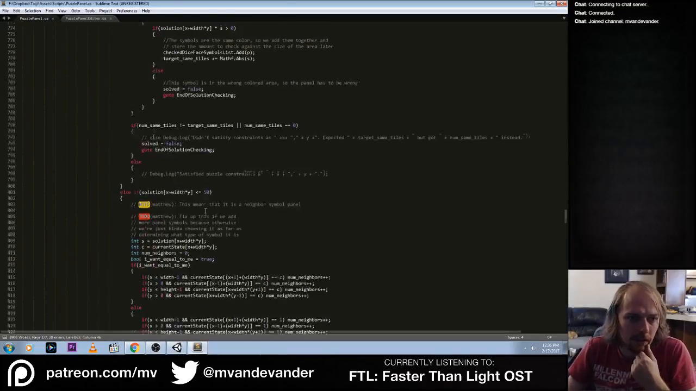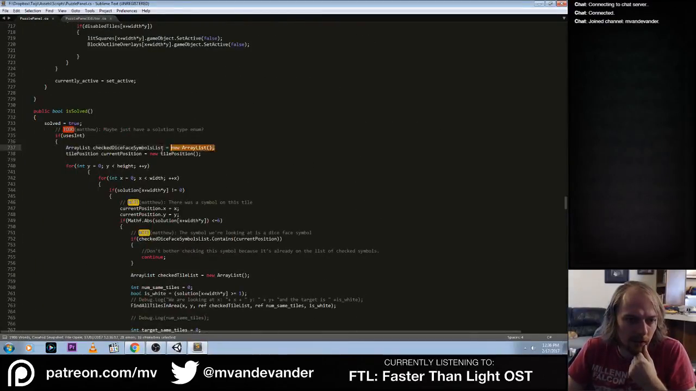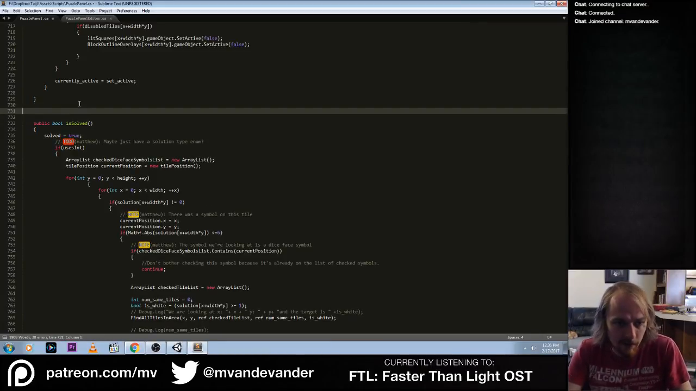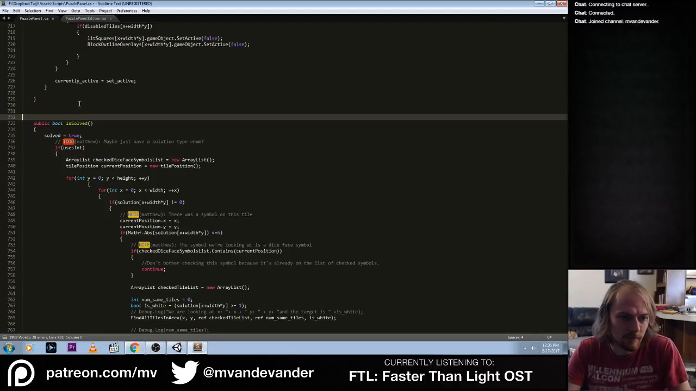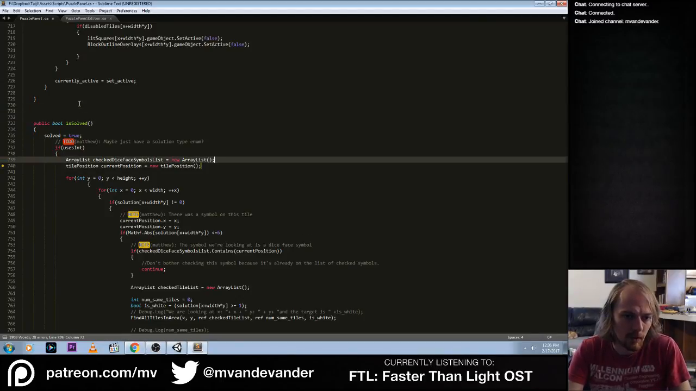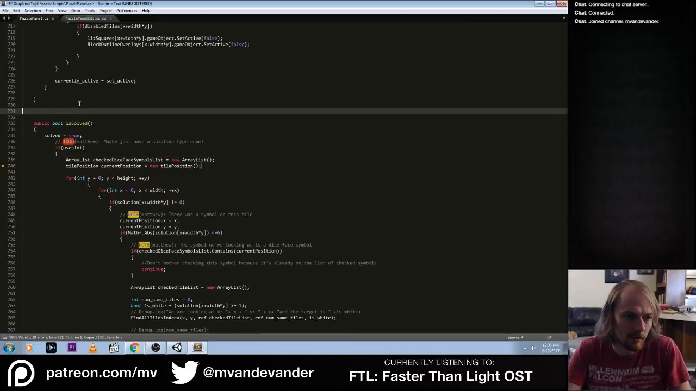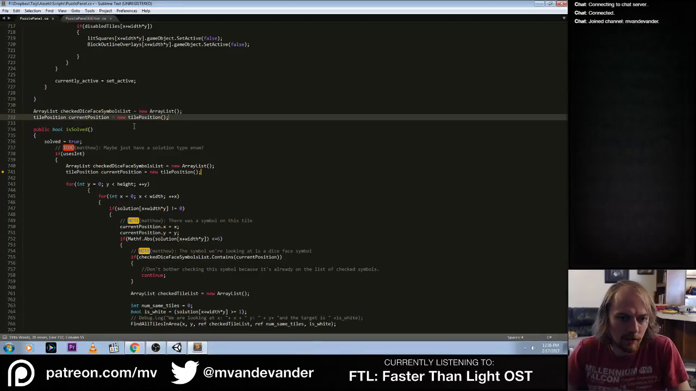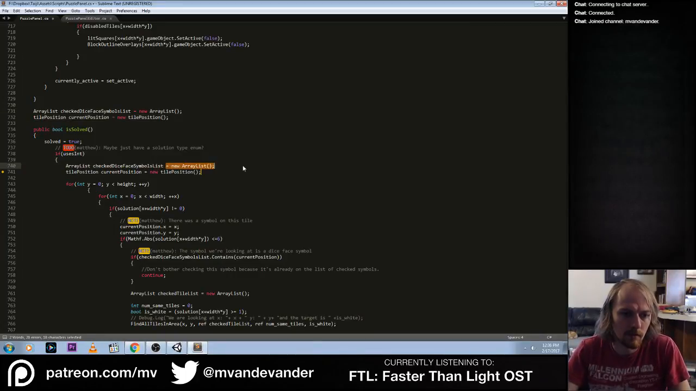Because when I go through here and check this, I'm newing an array list and I'm newing a tile position, and I really don't need to do that. I can just put those out here as this and just clear it every time. So I could just do this, and then I can just clear it here. Clear, I think, is what I'm looking for.